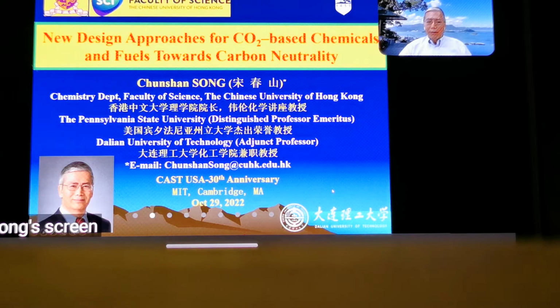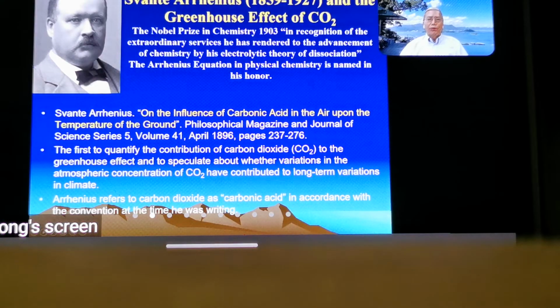Carbon dioxide has a greenhouse gas effect, which was first reviewed by Svante Arrhenius, a Nobel laureate in 1903 in chemistry for his theory of electrolyte dissociation. However, he was also an important pioneer in studying the greenhouse gas effect of CO2. In 1896, over 125 years ago, he published the first paper quantifying the CO2 effect in the atmosphere on the temperature on the ground.